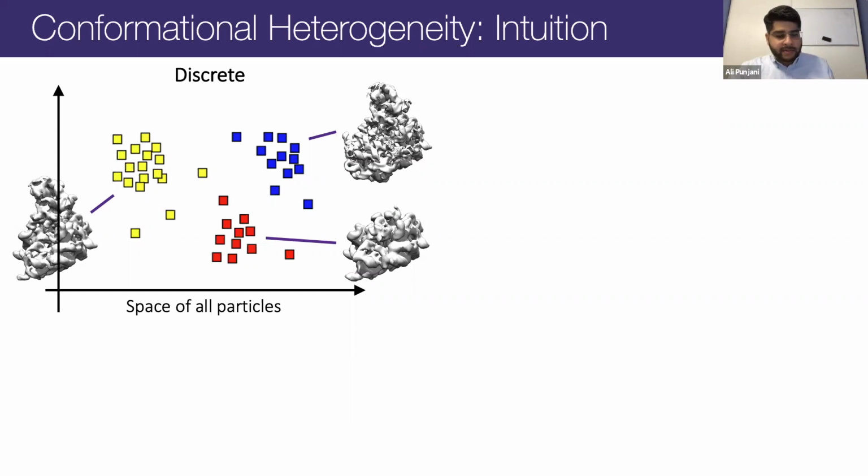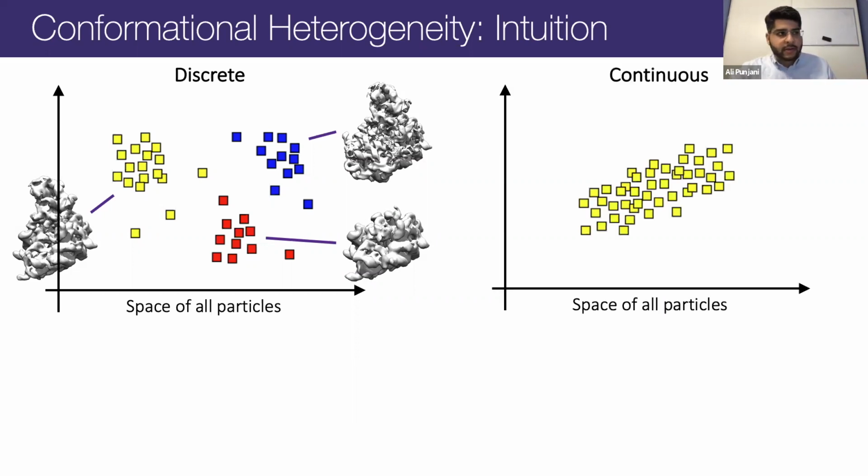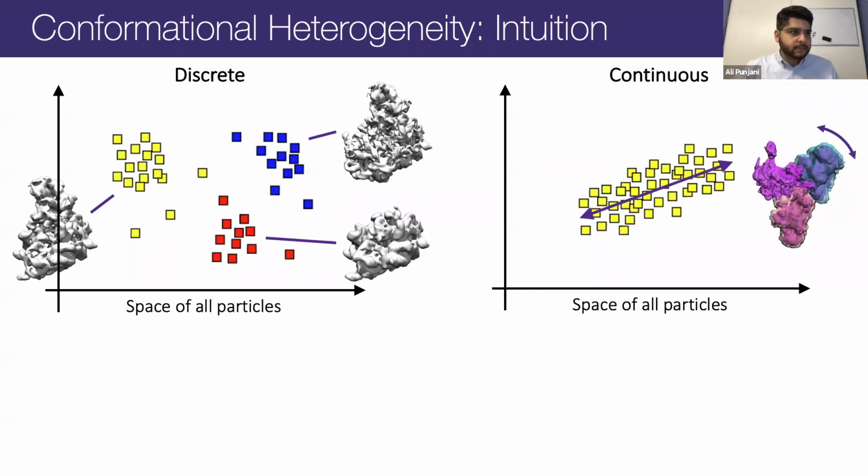In the continuous case where we have a protein that has maybe a flexible region, we might expect all the particle images to lie in what's called a manifold, a multi-dimensional surface in that space where the particles are all grouped together and have some directions along which they vary. One of those directions might correspond to a certain kind of flexibility in the molecule. This is kind of what our intuitive picture of conformational heterogeneity of both kinds should be.